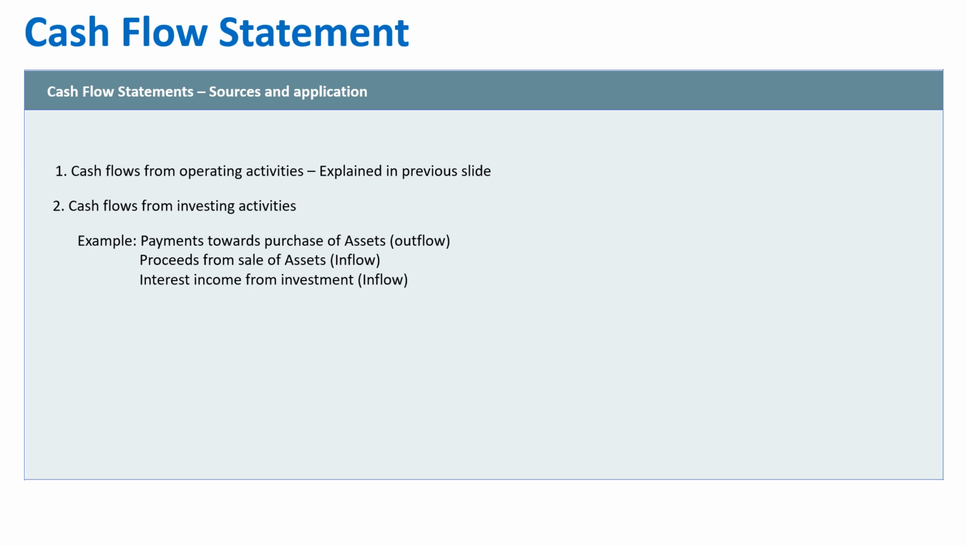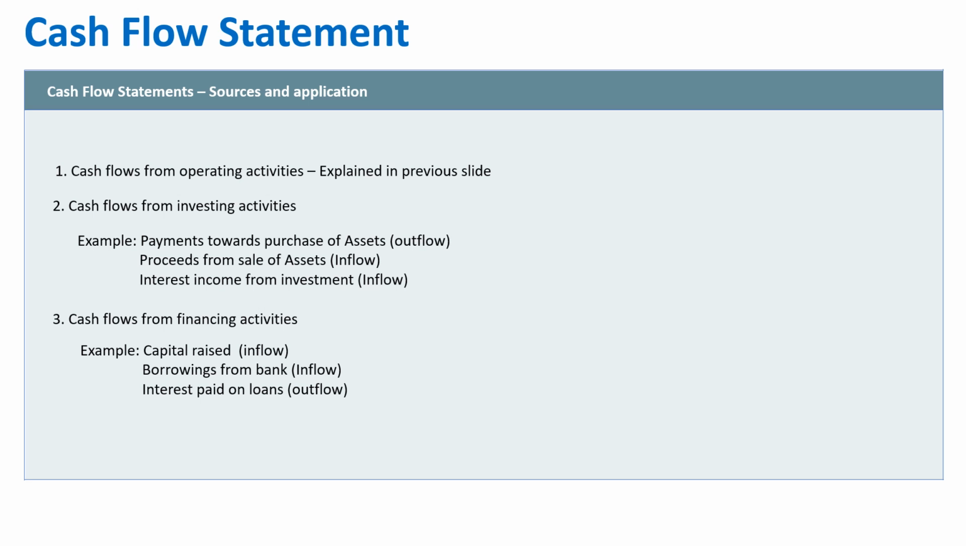The company is investing so that by investing these assets, the company can generate revenue. So it will be shown separately in the cash flow statement. And third is cash flows from financing activities. That means all funding to the company, like capital raised, borrowing from banks, interest paid on loans, right?